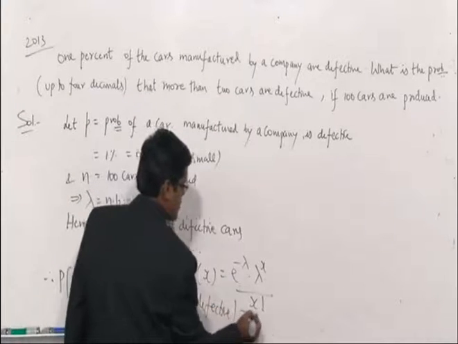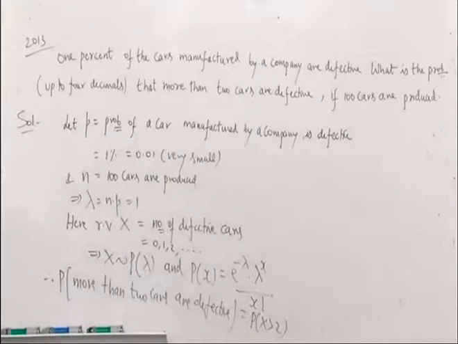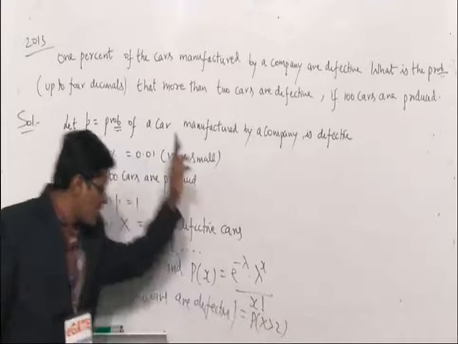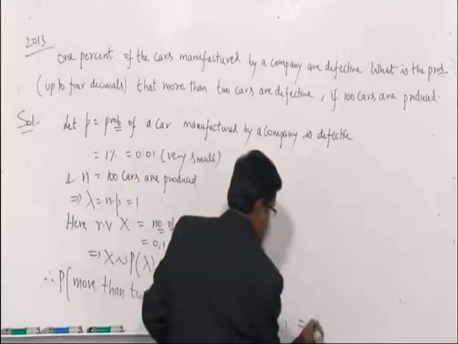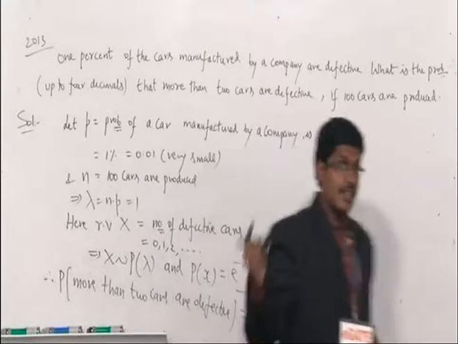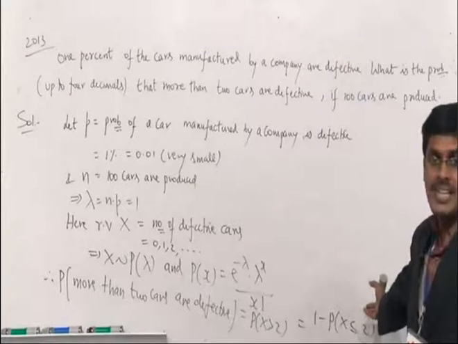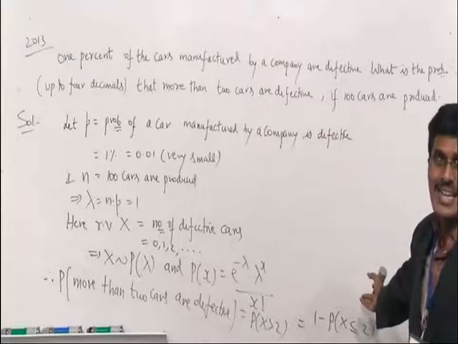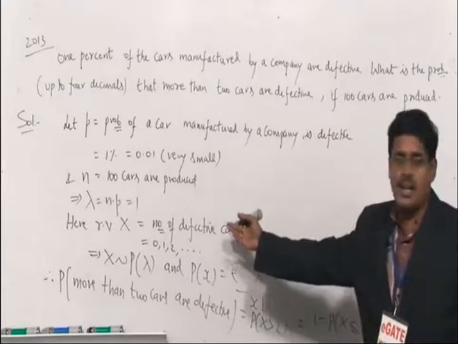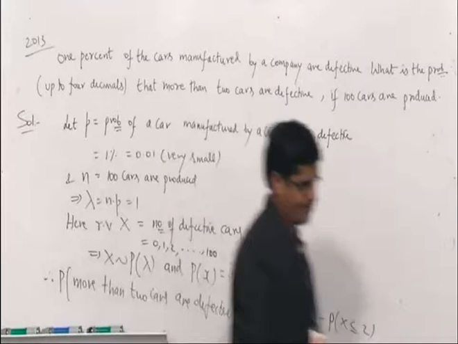Converting into mathematical notation, P of x greater than 2. Since x greater than 2 out of 100, 2 is far away from 100, in such cases this can be written as 1 minus P of x less than or equal to 2. Previously I gave some properties of P of x greater than a and x less than a; using that only I wrote this, because 2 is far away from 100, and 100 is the last value.